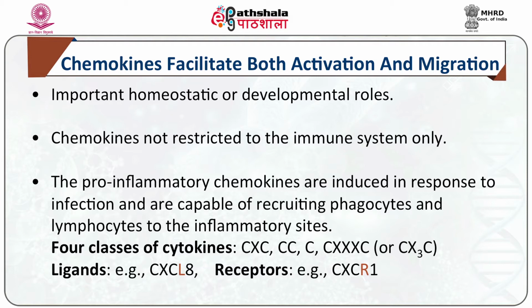There are pro-inflammatory chemokines. They can induce a response to infection and they are capable of recruiting phagocytes and lymphocytes to the inflammatory sites. There are 4 classes of chemokines: CXC, CC, C, CXXC. The ligands which are expressed are called CXCL ligands and the receptors are called CXCR receptors.